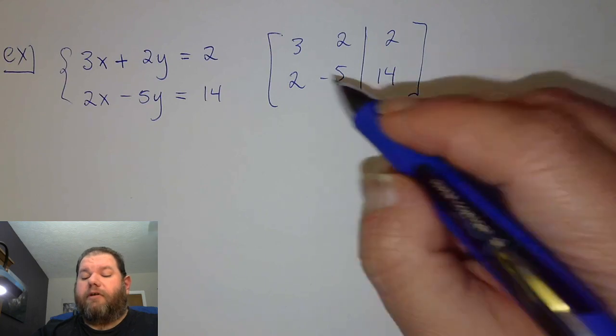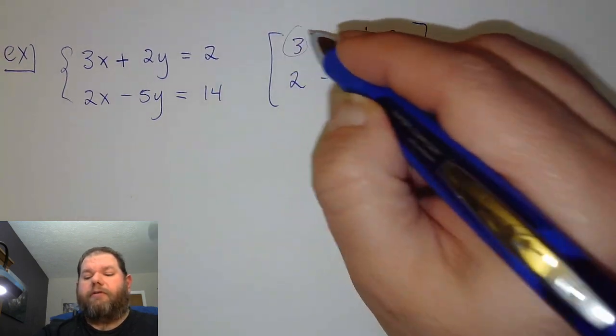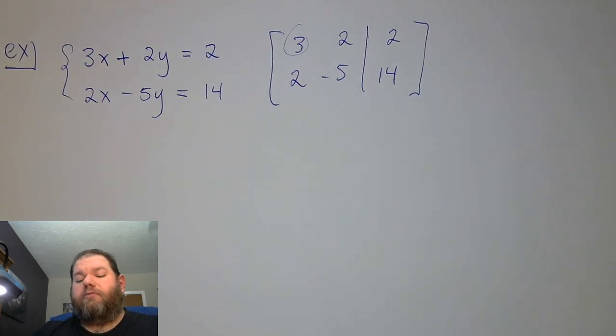So, if we have, how would we go about getting a 1 in the upper left? What's a good way or a good approach we can use to make that into a 1?